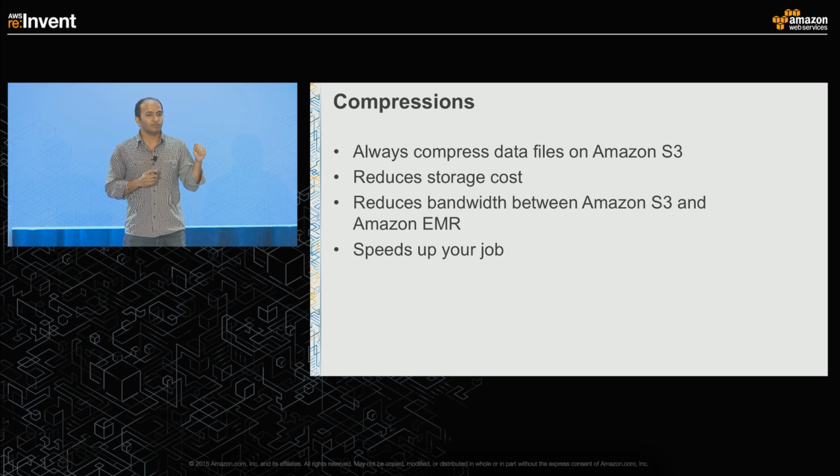In storage, the first thing is always use compression. Compress data when you're storing it on Amazon S3, and you save space. So if a 10 GB file is compressed, it goes down to, let's say, 5-6 GB. So you reduce cost on storage. And when your application is reading and writing data from Amazon S3, you're transferring it over the network. So instead of transferring 10 GB, you're transferring only 5 GB, so you're saving time and reducing bandwidth. And it speeds up your job.